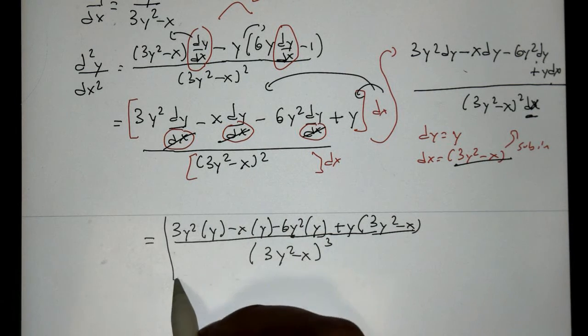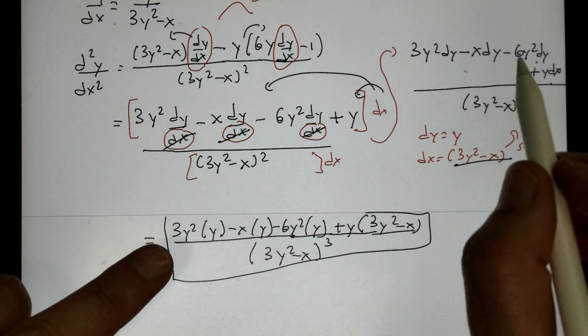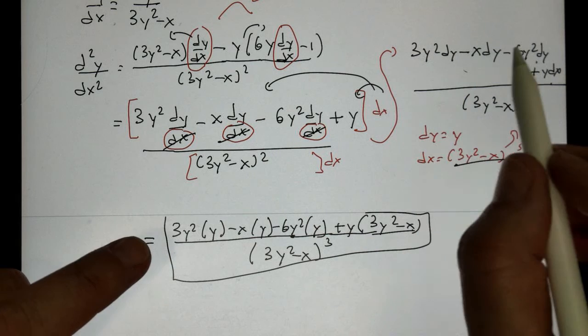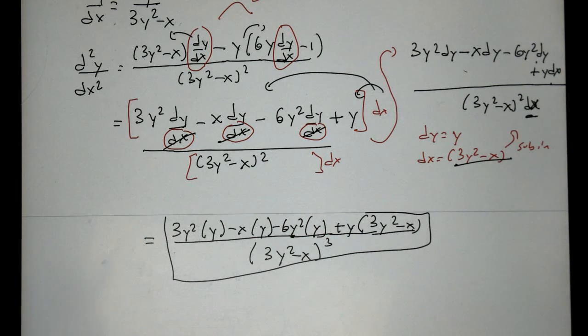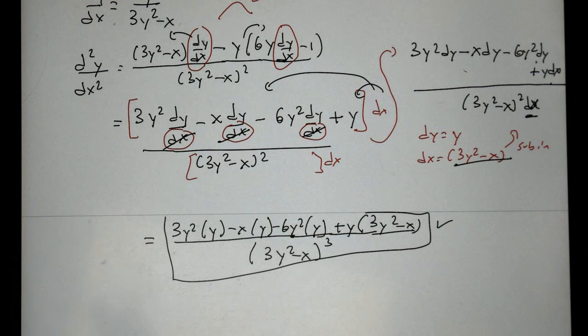Now, some of you eagle-eyed students out there are like, can I combine things? Like I got 3y squared dy minus 6y squared dy. Yeah, you can do a lot of algebra to simplify this, and that's okay to do. You can simplify a lot of this. But if we're just looking for an answer, just leave it alone.